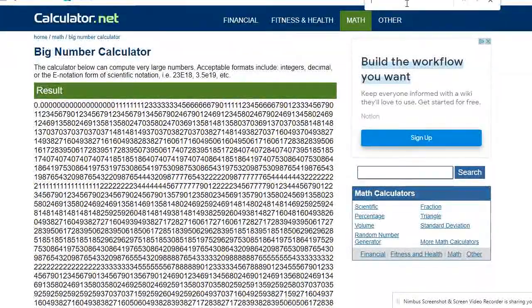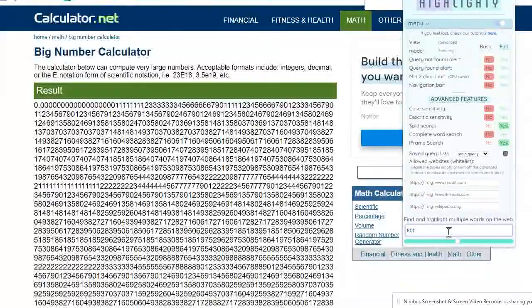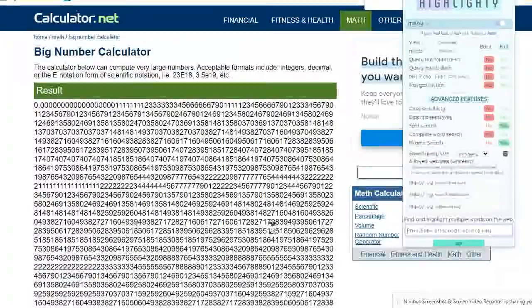So I've got it done on this wave. We want 01 first of all, but we don't want all of them. So we're going to go with this little highlighter here, and we're going to type 801, and I'm going to hit enter. And we're going to find all the 801s, which is going to be a lot less, obviously, than all of the 01s.